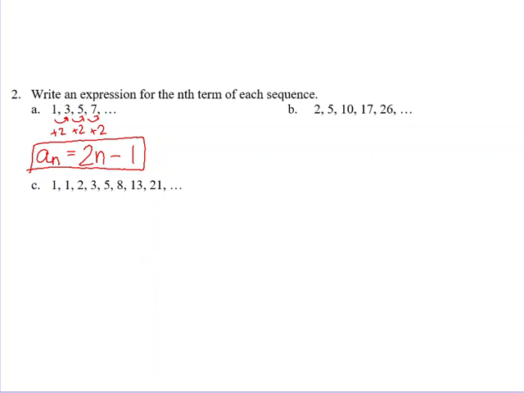If we look at our second example, we have 2, 5, 10, 17, 26. If we look and see what we're adding, 3, then adding 5, adding 7, adding 9. So this is not going to be an arithmetic sequence. This is actually going to involve perfect squares. And let me show you how I know that.